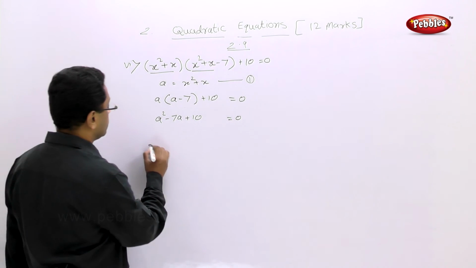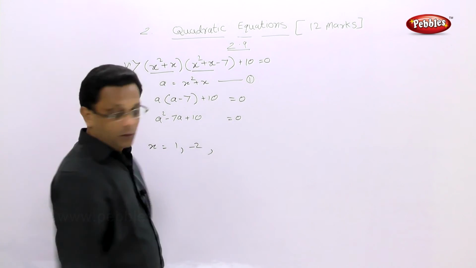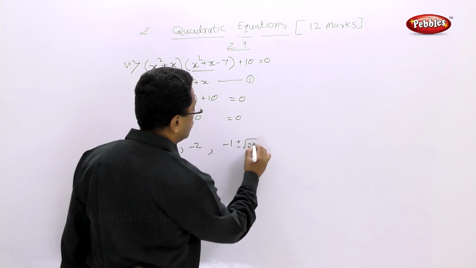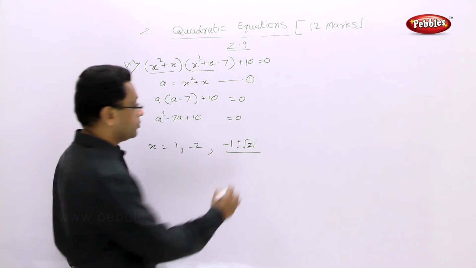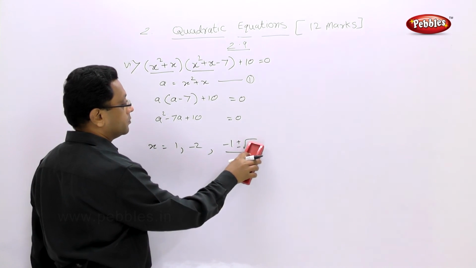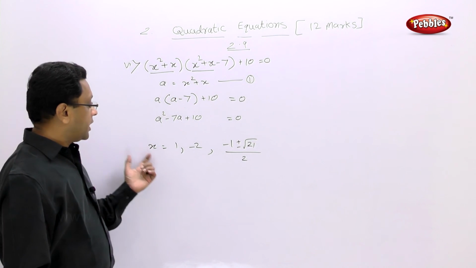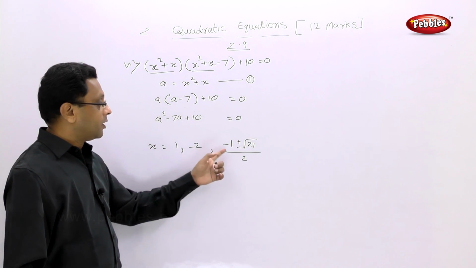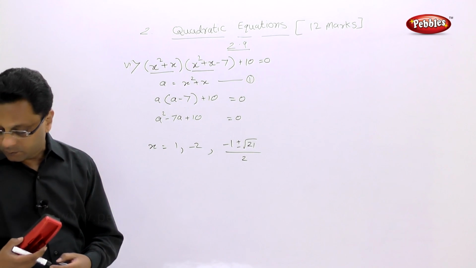Answer to this is x is equal to 1 minus 2 and minus 1 plus minus root 21 upon 2. Final answer is x equal to 1 minus 2, 1 plus root 21 upon 2, 1 minus root 21 upon 2. Let's go ahead.